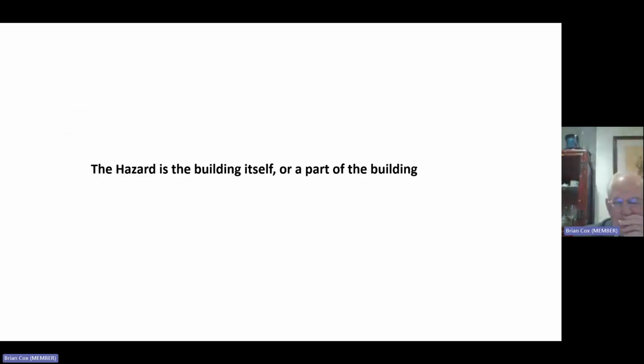So what we have to think about in structural hazards is the building is the hazard, or a part of the building is your hazard. Those are the things that fall on top of people and cause death and injury.